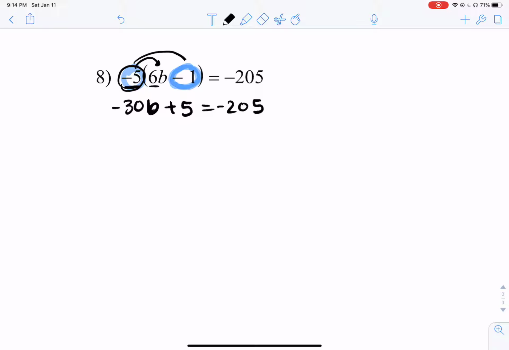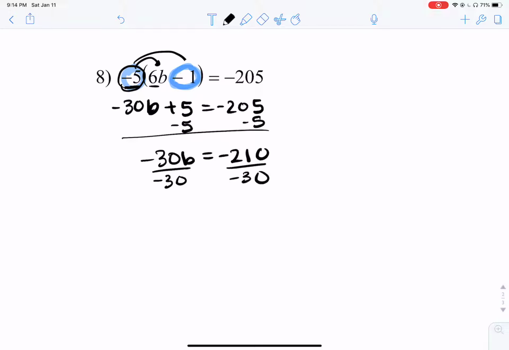I can then subtract 5 from both sides. Negative 30b, I'm sorry, is going to equal negative 210. Then, dividing by negative 30, the value of b is equal to positive 7.